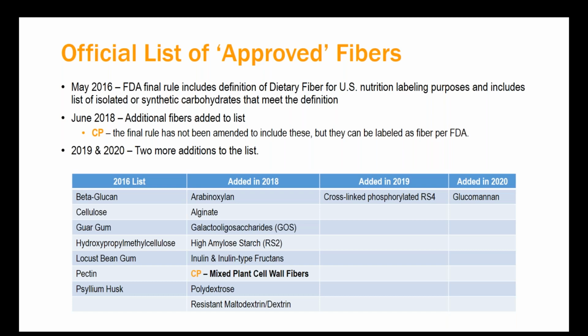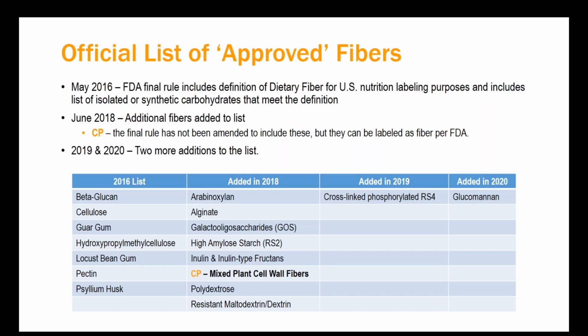One thing to talk about here that causes so much confusion is what the heck is a mixed plant cell wall fiber? That's confusing to most, and rightfully so, because it can be a lot of different things. So specifically, the FDA is considering them to be ingredients that have 2 or more of certain plant cell wall fibers, and those are cellulose, pectin, lignin, and beta-glucan. So if you have 2 or more of those, it's generally going to be a mixed plant cell wall fiber.